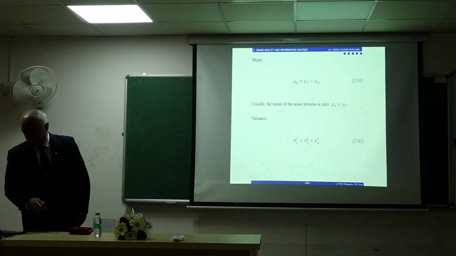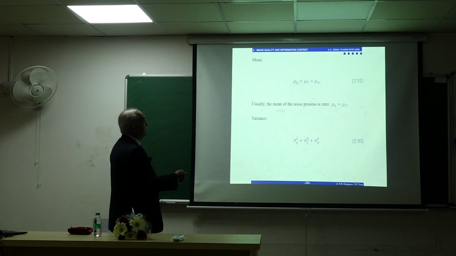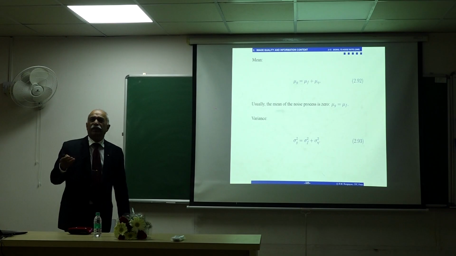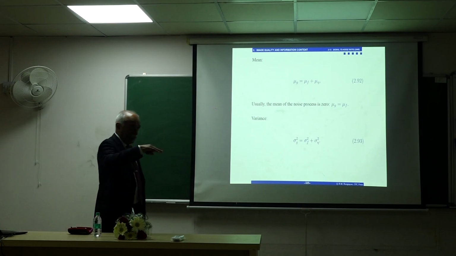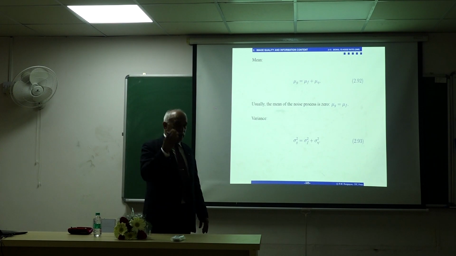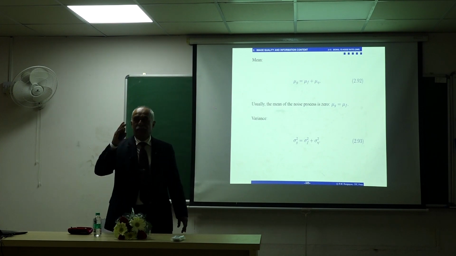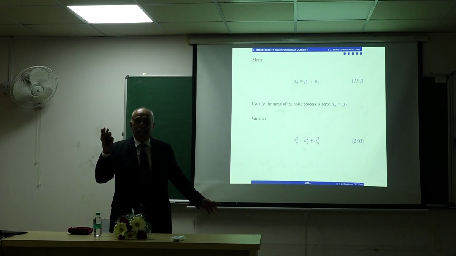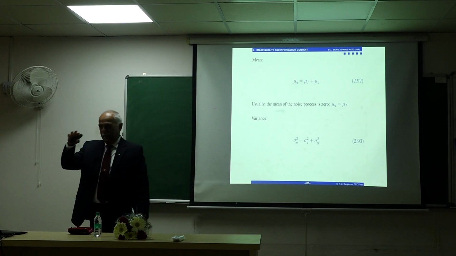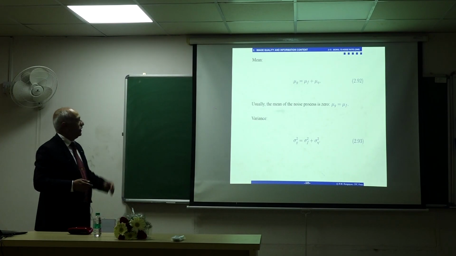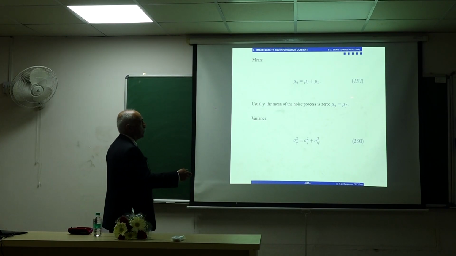That's an assumption made. If you take the mean, mu_g is mu_f plus mu_eta. But mu_eta typically is 0. Random noise will have 0 mean if it has positive and negative values. There are some types of noise, like Poisson noise, which only has positive values. Then that doesn't work. So if your noise is having 0 mean, then the mean is preserved.